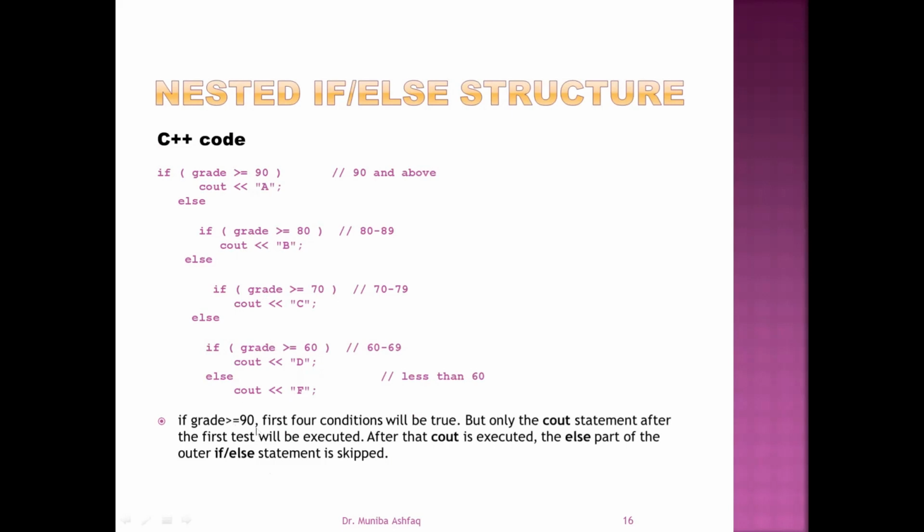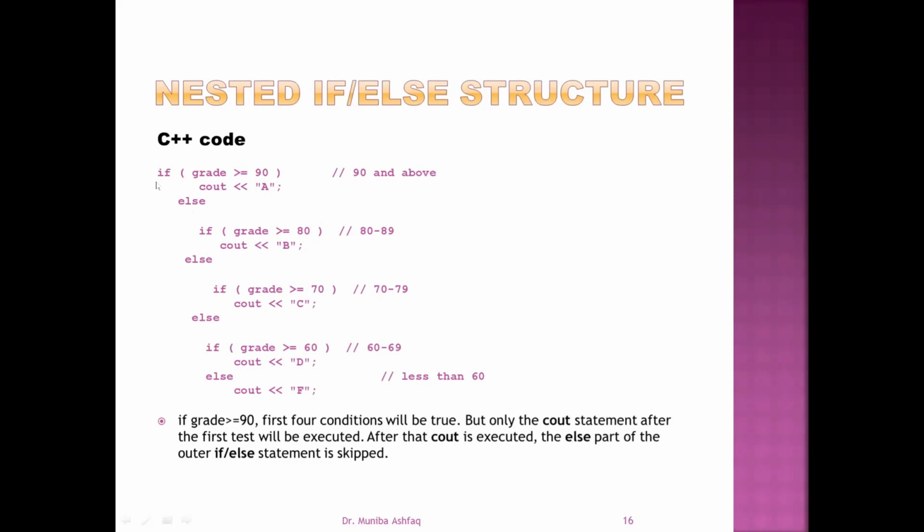If grade is greater than or equal to 90, the first four conditions will be true. It means that if the grade is greater than or equal to 90, the grade would also be greater than or equal to 80, 70, and 60 by default. But only the statement which is associated with this if part would be executed. Only A would be displayed on the screen if grade is greater than or equal to 90. If it gets true, this part would be executed, and this complete else block would be skipped.